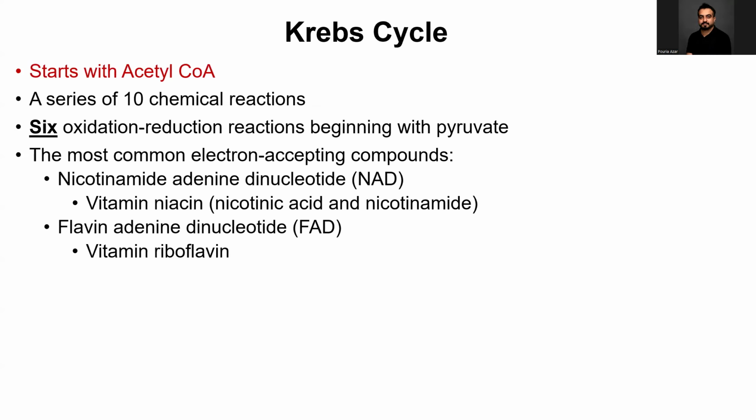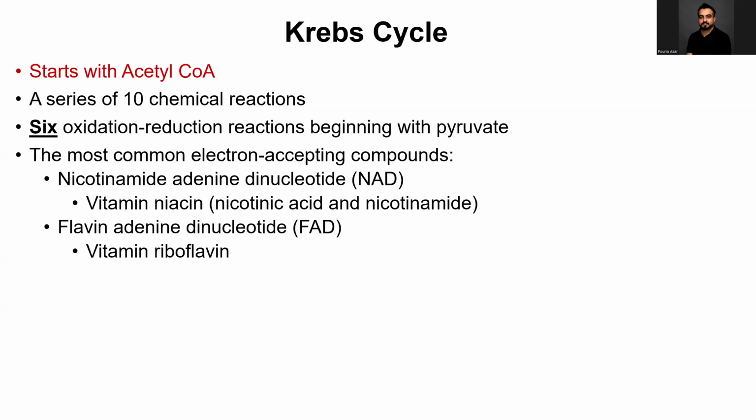That's why the B vitamins are important in metabolism of carbohydrates and other macronutrients. In vitamin B deficiencies, people get fatigued, they lose energy, they feel dizziness, that's one of the reasons. So these two vitamins, B3 and B2, are the precursors of electron accepting compounds in the Krebs cycle.